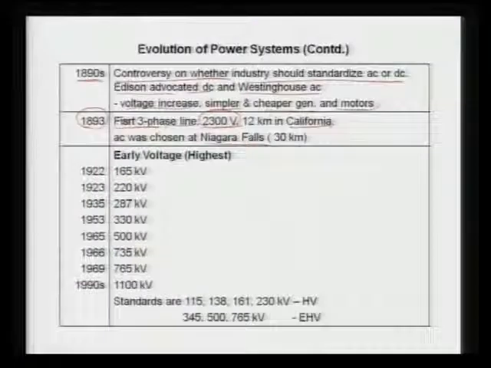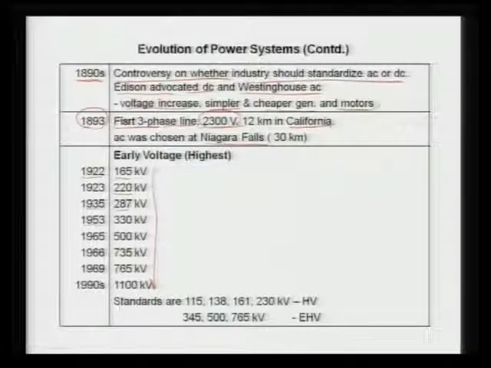Due to the various advancements in insulating materials, the voltages keep on increasing. In 1922 it was 165 kV, in 1923 it went to 220 kV, in 1935 it was 287 kV, and in 1953 it was 330 kV, and so on. In the 1990s we went up to 1100 kilovolts at the transmission level.